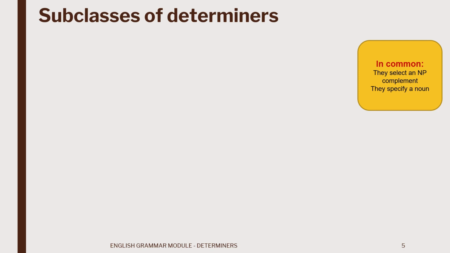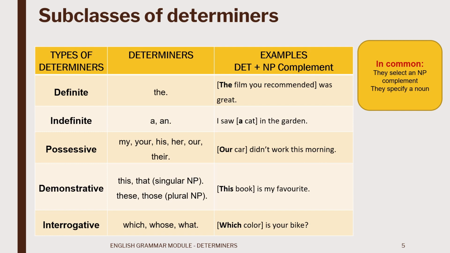But still, if we take into account the broad class of determiners, we can see that within that classification we can find subtypes or subclasses of determiners. So in the chart on the screen, you can see that there are definite, indefinite, possessive, demonstrative, and interrogative determiners. All these subtypes of determiners will be considered and described in the following slides.